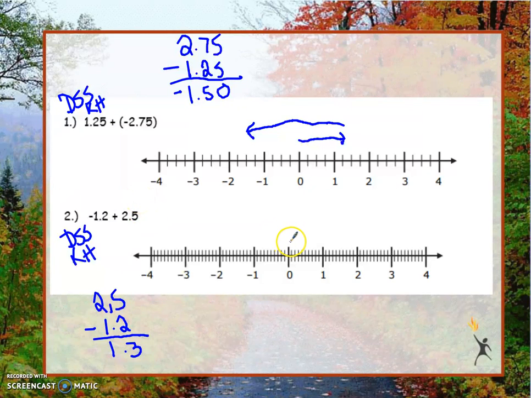We start at 0. We go to the left, 1 and 2/10. Then we go to the right, 2 and 5/10. And it looks like this.